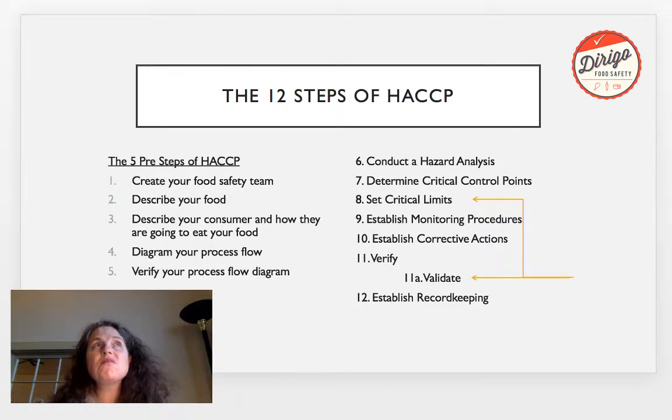Then know what you're making. So in food, we call it describing your food. What are you making? What goes into it? What are the ingredients? All right, so I've talked about that a fair amount, but it's really important to understand what you're making, okay? Then you have to describe how your consumer is going to eat your food, okay? And just because you think your consumer is supposed to use your food one way, doesn't mean they're going to use your food one way, okay?